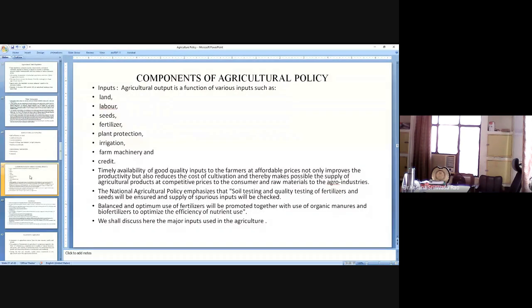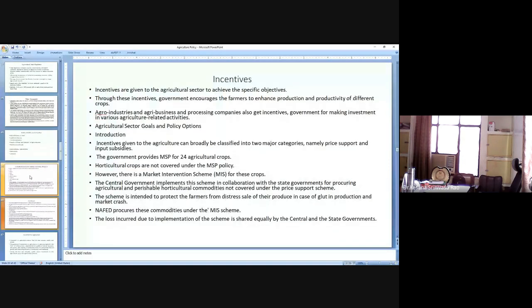Then the components of the agriculture policy, we have already seen all these things. Inputs like land, labor, seeds, fertilizer, plant protection, irrigation, farm machinery, credit. These are all we have discussed already. Please skip the slide. Next. Incentives, yes. Incentives also we have seen. So we can discuss one or two aspects.